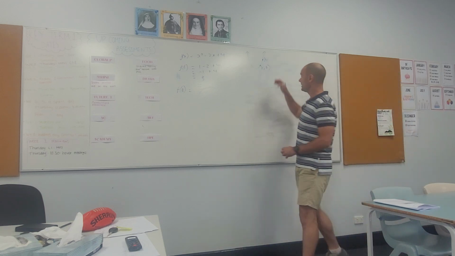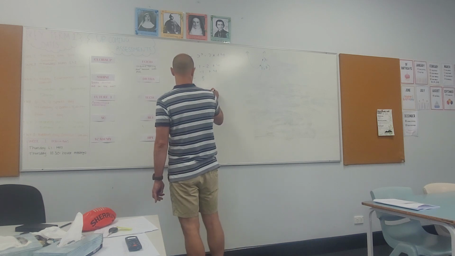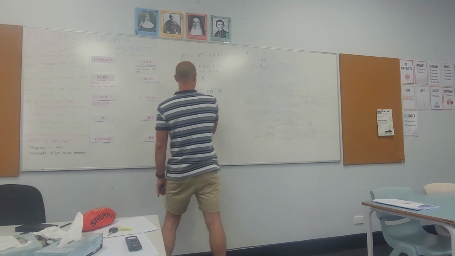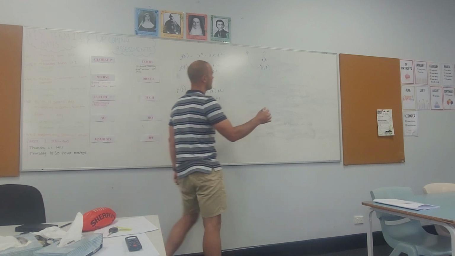And then f of 3, we want to know the y value here, so we'll put 3 in. We'll have 3 squared, take 2 times 3 plus 4. 9 take 6 plus 4 plus 2, 7.